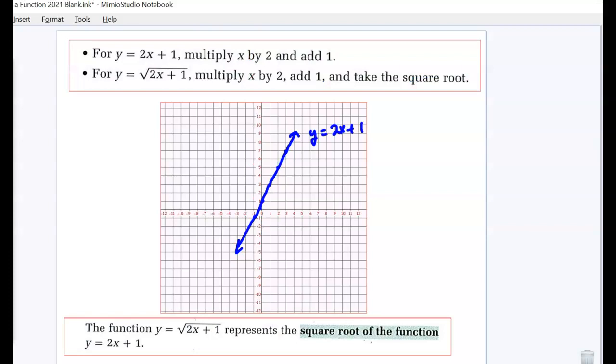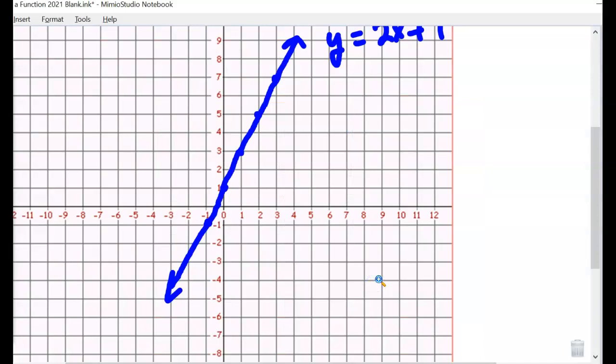Now we want to graph the square root of 2x plus 1. And to do that, we'll do that one in red. There's a couple of key things you want to keep in mind. Number one, we can only square root where values of the original graph are positive. So the lowest value I can go down to is the x-intercept.